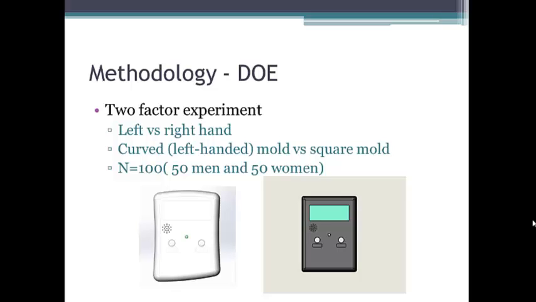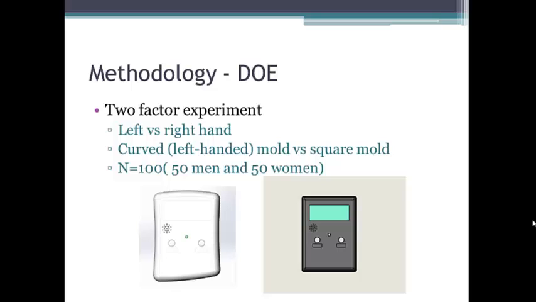Because size and feel were a big issue in our survey, we decided to run a 2-factor design of experiments testing comfort ratings of subjects holding 2 different mold shapes with both their right and left hands. Since the original design was meant to be held in the left hand of a user, we wanted to compare comfort ratings with the mold that was designed to be symmetrical and work well in both hands.